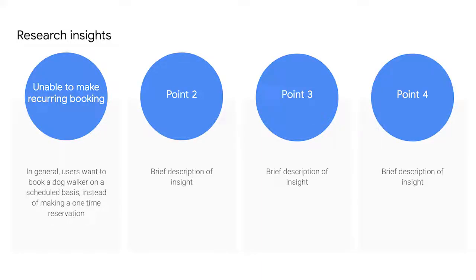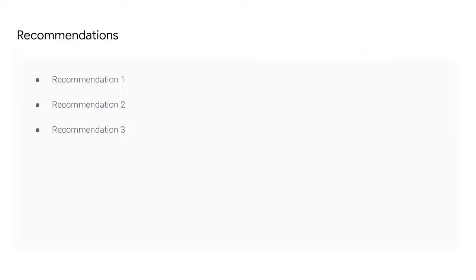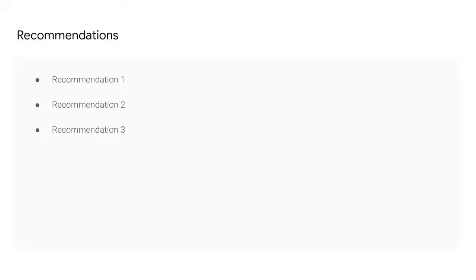Next, we need to provide some recommendations to our stakeholders. Recommendations are actions we think the stakeholders should take based on our study. For now, I'll just write one recommendation, but normally, you would have at least 3. Based on the insight we shared in the last slide, my recommendation would be, make it possible to book a dog walker on a recurring basis.